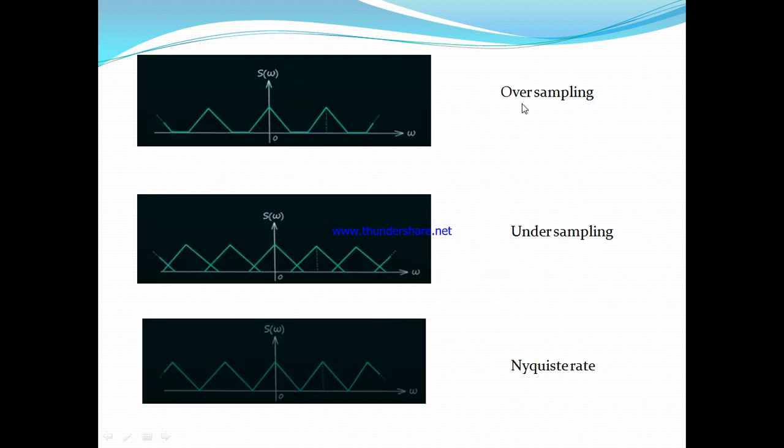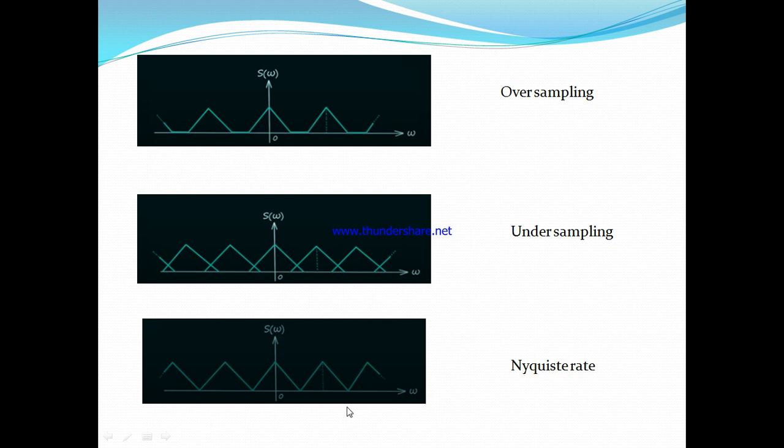Under the oversampling condition, this is the shifted spectrum signal. In between, the signals do not touch. So this is the oversampling condition, and under this condition the message signal can be recovered. This is the undersampling condition. Now the shifted spectrum signals are overlapping, so under this condition the message signal cannot be recovered.